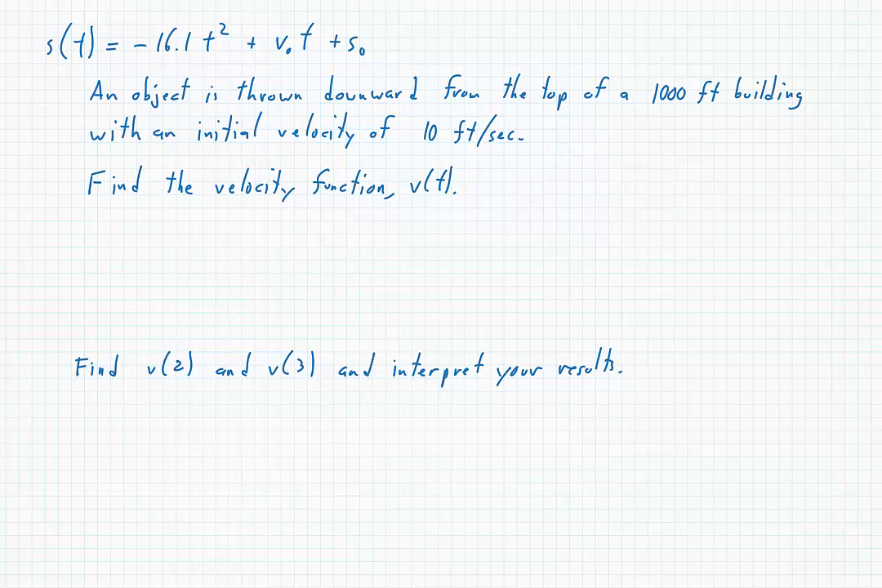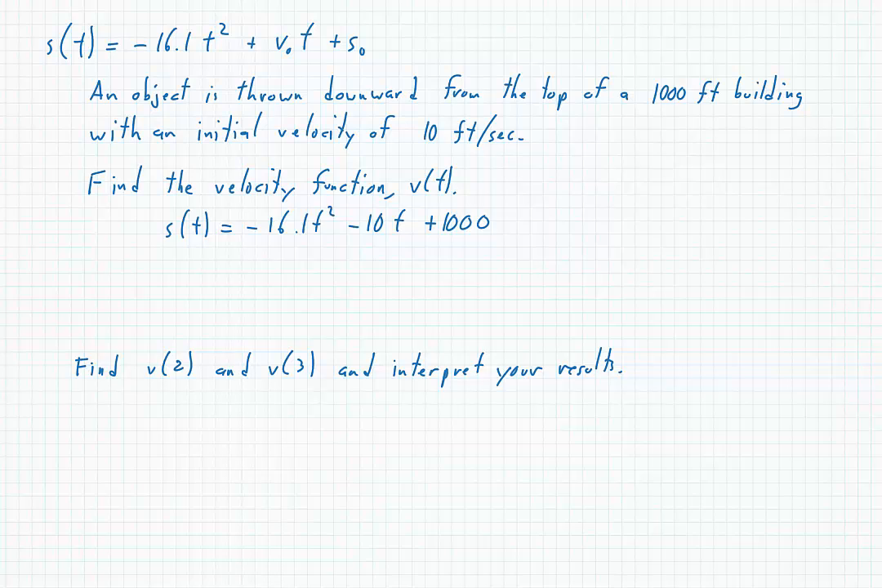S of t is equal to negative 16.1 t squared plus initial velocity, that's v sub 0 times t, plus initial position. Our object is once again being thrown downward from the top of a 1,000-foot building. The initial velocity is 10 feet per second. And again, it's downward, so it'll be negative. So still, same as the last time, our position function will be negative 16.1 t squared minus 10t plus 1,000.